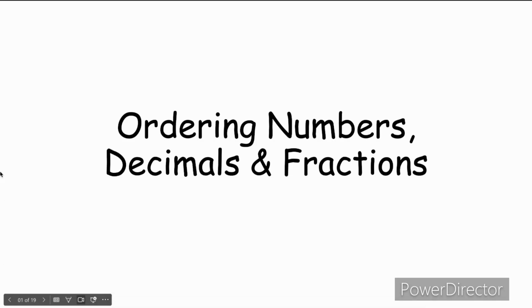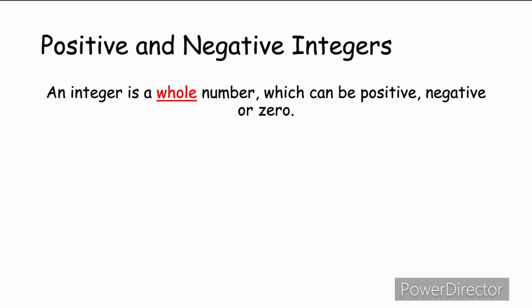Numbers, decimals, and fractions: all simple, but yet fundamental concepts. Today, we are going to learn what integers, decimals, and fractions are, and how to order them. An integer is a whole number with no fractions or decimals. It can be positive, negative, or zero.